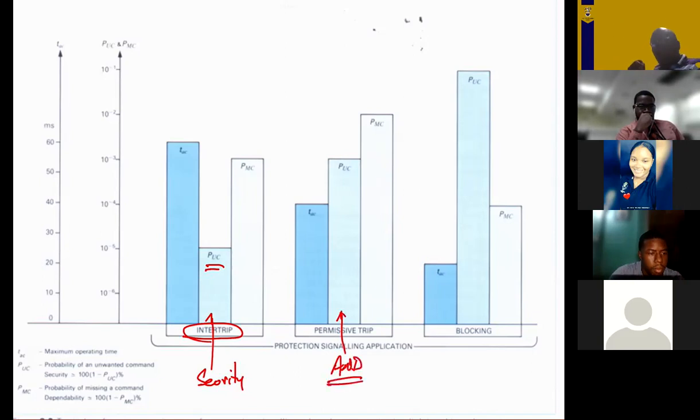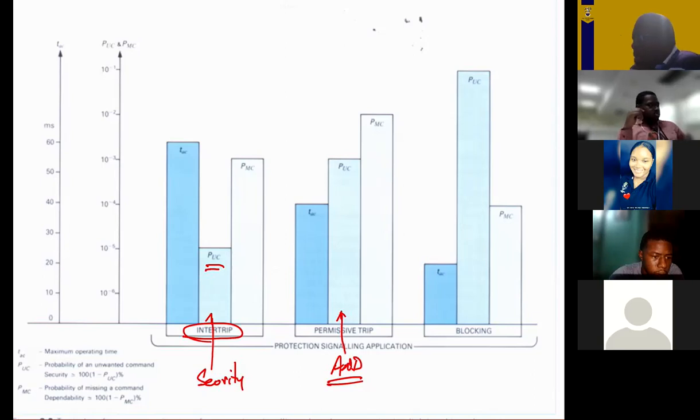So if you receive the unwanted command, you are not immediately moving into tripping because the signal has to be monitored by another signal. So you would have to have both errors occurring. And these errors would be occurring at the remote and at the local. So in terms of security, it is still important, but not as important.